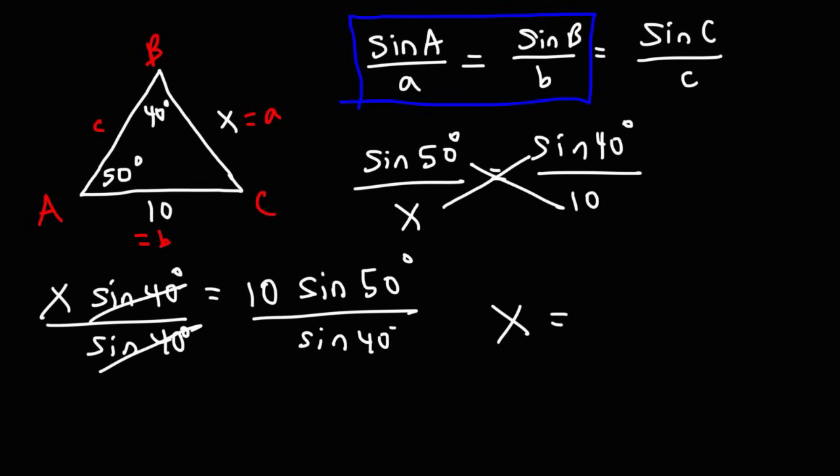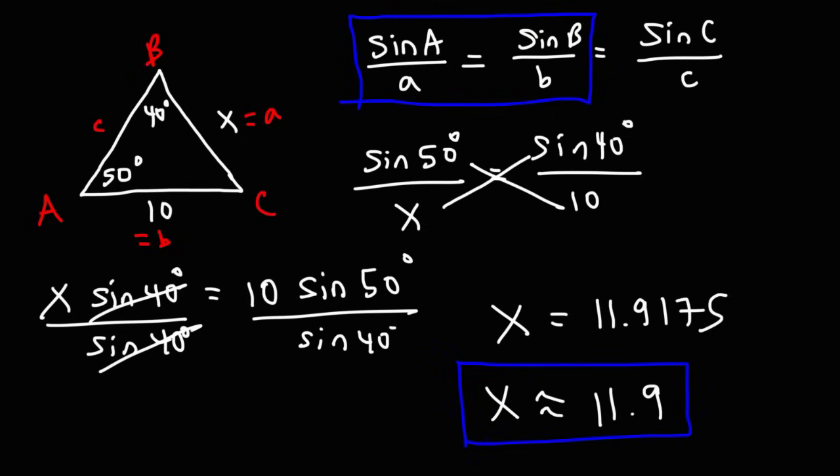And now we'll get the answer. So 10 times sine 50 divided by sine 40 is equal to 11.9175. Or we can just say approximately 11.9. So that is the length of x, or side A. So that's how you can calculate it given that situation. Now let's look at another example.